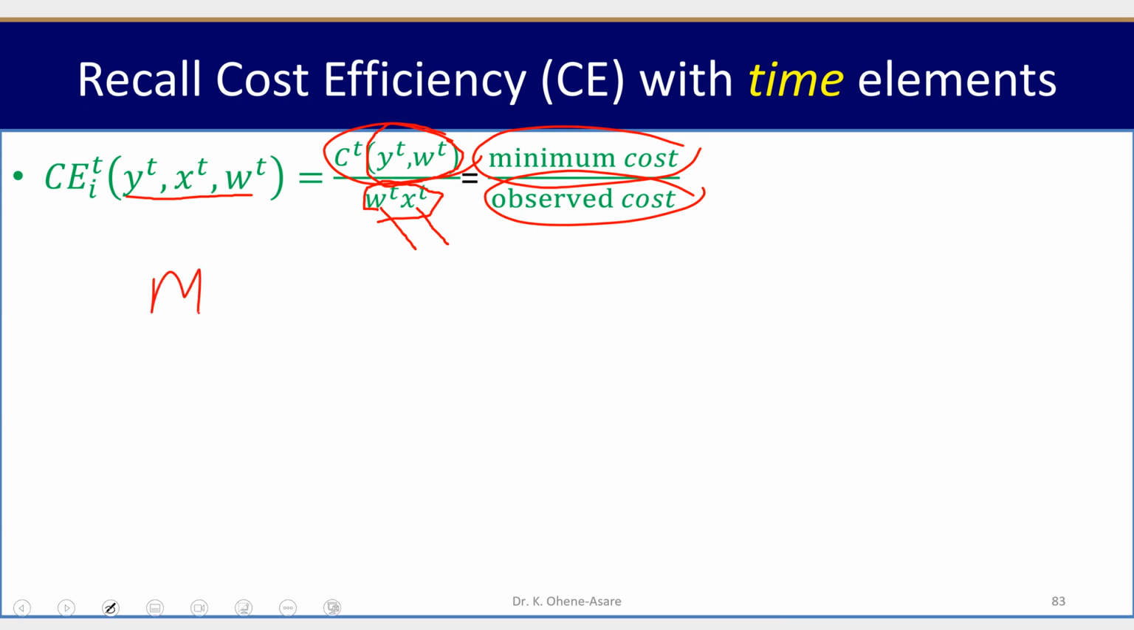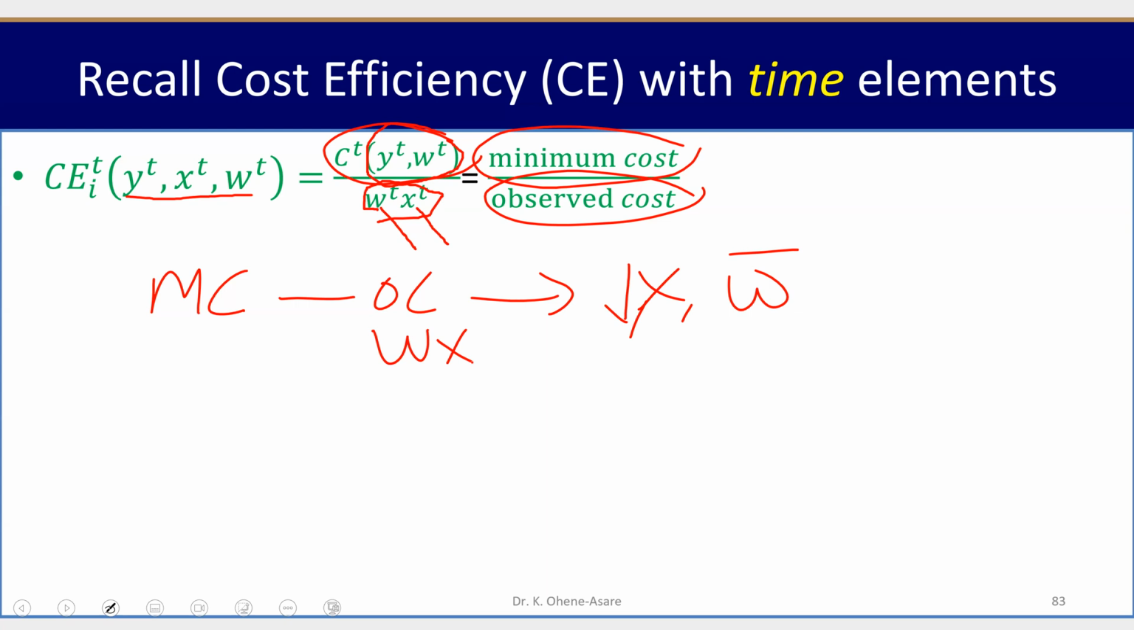To get the minimum cost, you need the observed cost. To get the observed cost, you need the input and you need the input prices. But you cannot control the price. And so your goal is to what? Minimize the input, which means that you are minimizing the observed cost. And when you get to the minimum of that observed cost, it becomes simply the minimum cost.